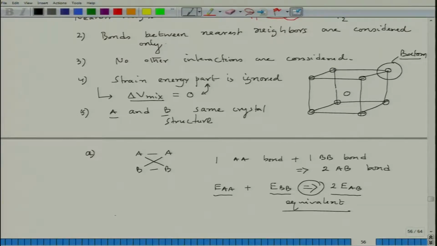So, I can consider that EAB would be having some relation with (EAA plus EBB) by 2, because these are equivalent. I am saying equivalent, may not be same, because I am getting 2 AB bonds from 1 bond each of AA and BB.